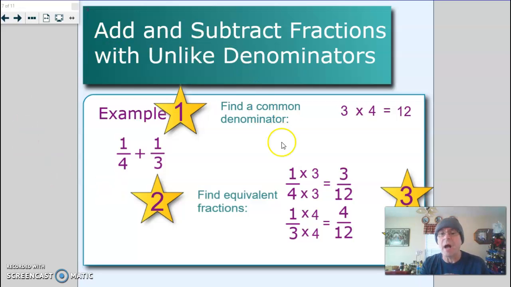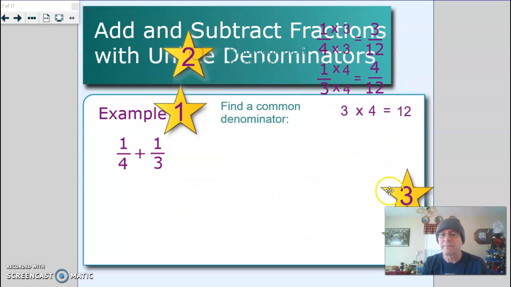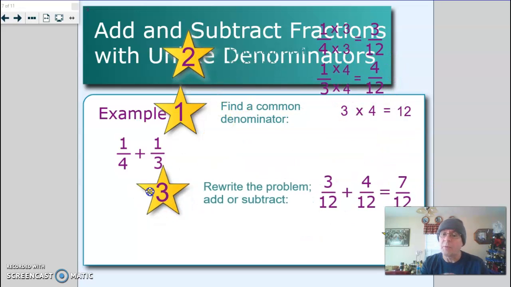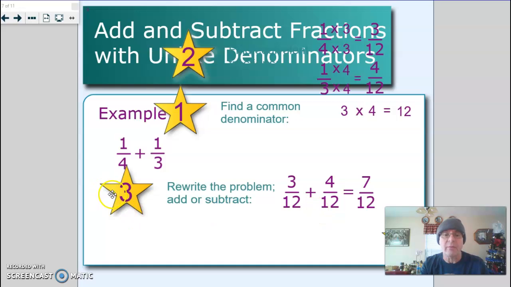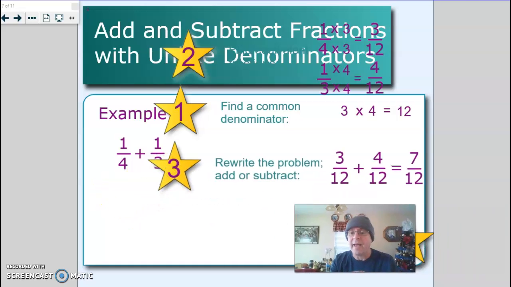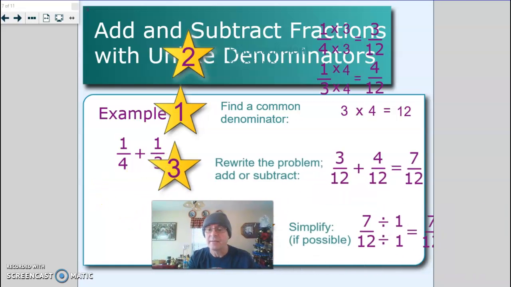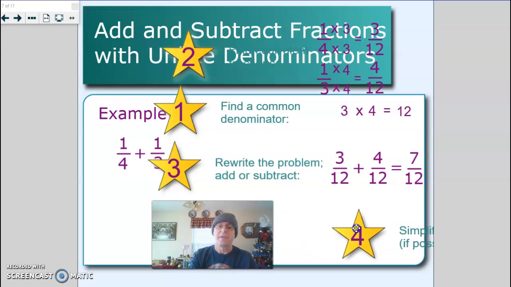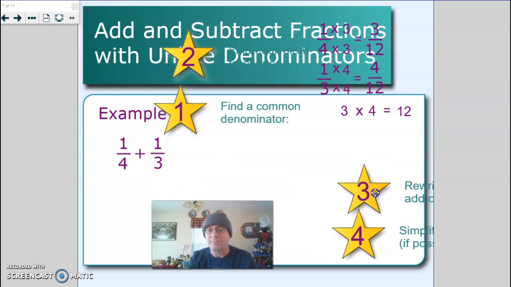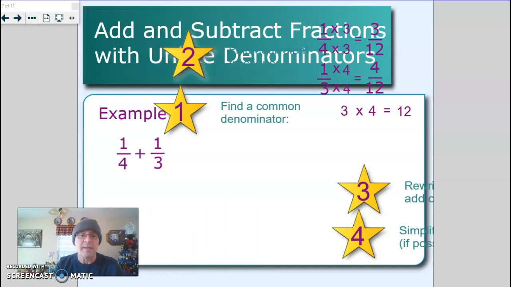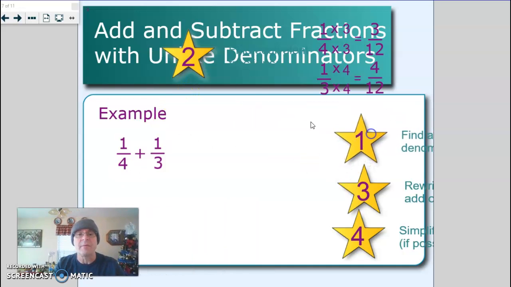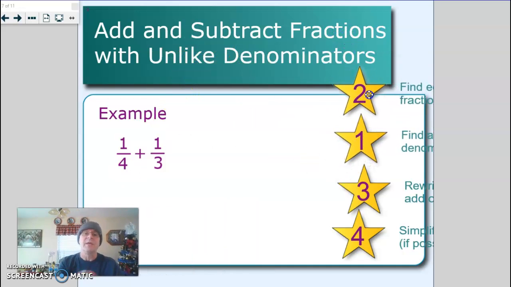So you need to find a common denominator, find equivalent fractions, then rewrite the problem, just like we did on our other one. And last but not least, simplify if possible. Now, this may be a little easier said than done for some of us because we don't know our multiplication facts as well as we could.